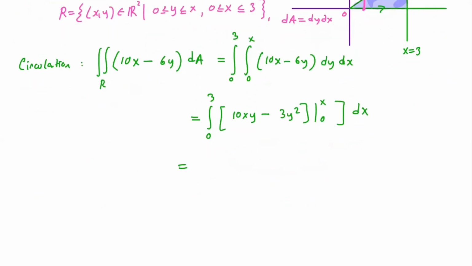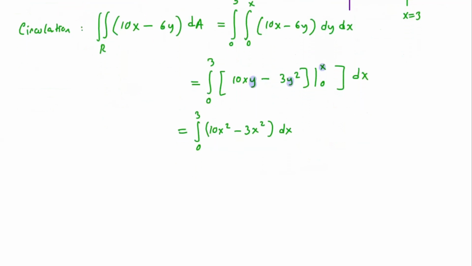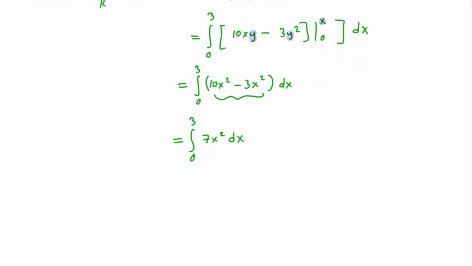Okay, so this will be the integral from 0 to 3 of, plug in the upper limit x for each y, 10x times x, so that'll be 10x squared, and then 3y squared, replacing y with x, is minus 3x squared. When you plug in 0, you get 0, so we can ignore that piece. Now you can combine these, that's 7x squared. So all of this comes down to the integral from 0 to 3 of 7x squared dx, and this is a pretty nice integral to do.